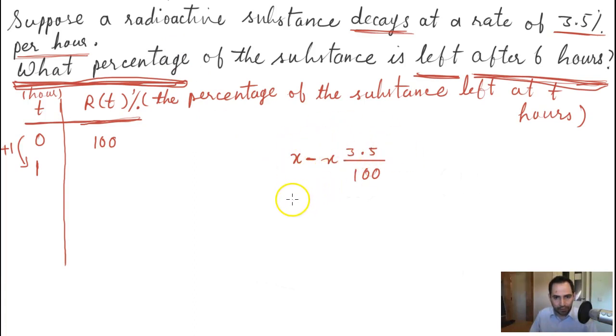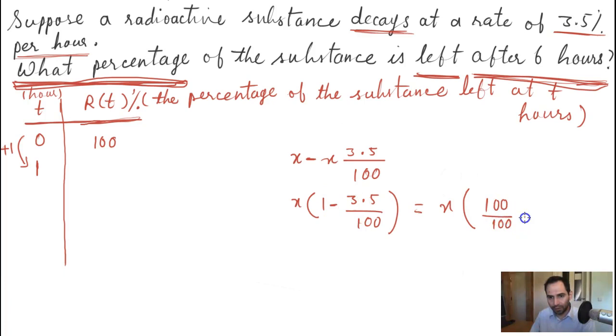Then you need to simplify this. So X into 1 minus 3.5 divided by 100. I've just taken an X out. So you can write 1 as 100 by 100 minus 3.5 by 100, so that you can simplify all this. Now 100 minus 3.5 is 96.5, so it's X times 96.5 over 100. And 96.5 over 100, you just need to move the decimal point 2 places to the left, so it becomes 0.965. So X times 0.965.